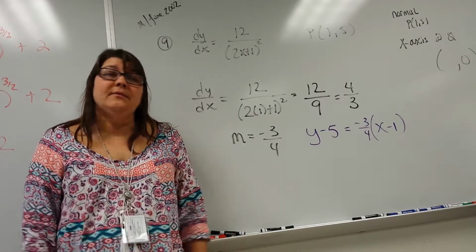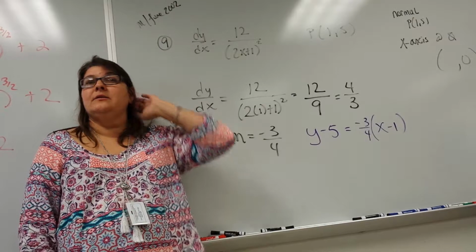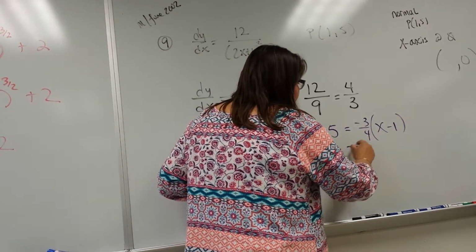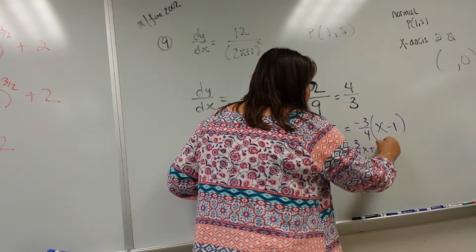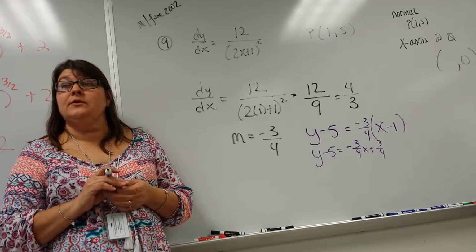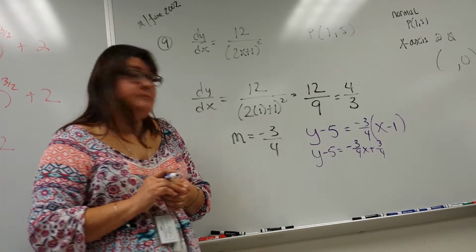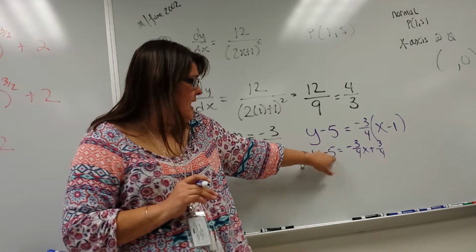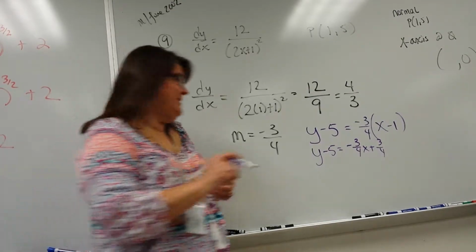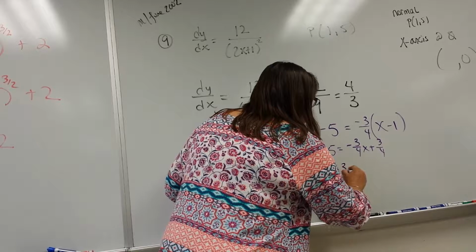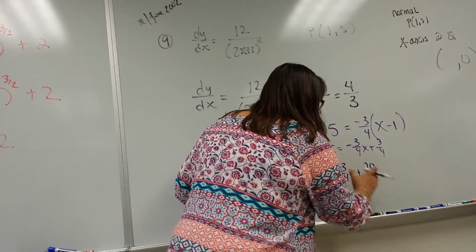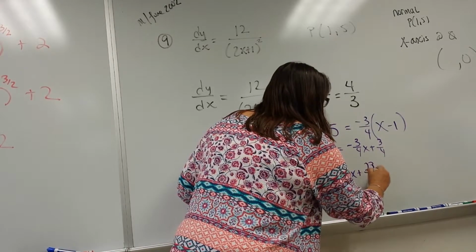I don't have to clean it up if I don't want to. It's not a big deal either way. Y minus 5 equals negative 3/4 x plus 3/4, right? And then add 5, which is also known as 20/4. So I get y equals negative 3/4 x plus 23 over 4.